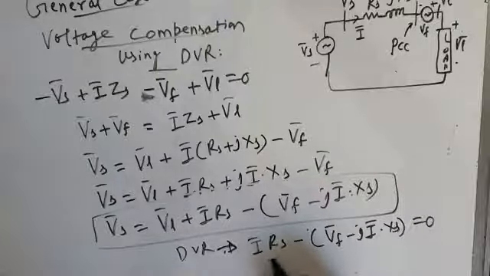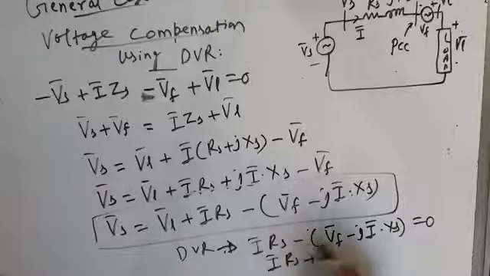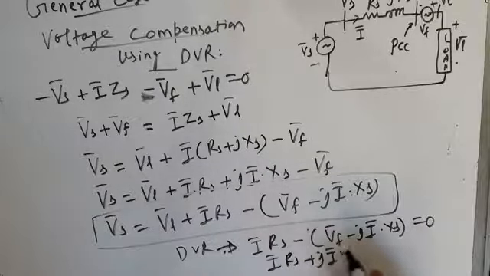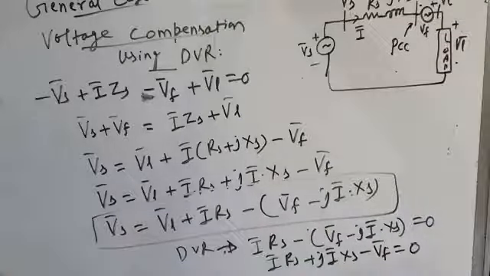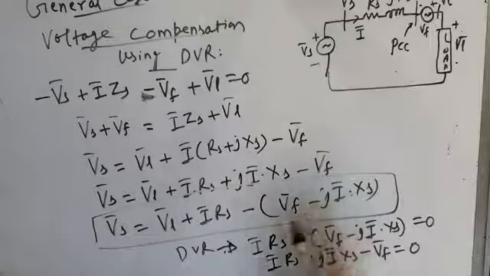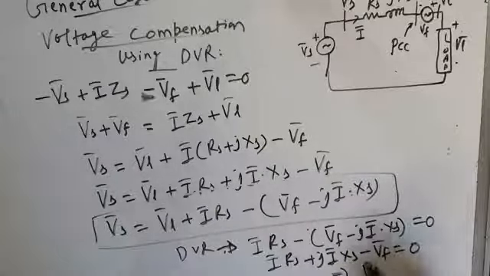So that means this resistive voltage drop plus reactive voltage drop minus this DVR injected voltage is equal to 0. That means the DVR injected voltage will be equal and opposite to these two drops. It will be in such a way that the DVR injected voltage is equal and opposite to these two voltage drops. And when it is equal and opposite to these two voltage drops, the net voltage drop is 0, and that gives your load voltage same as source voltage. Load voltage equal to source voltage.